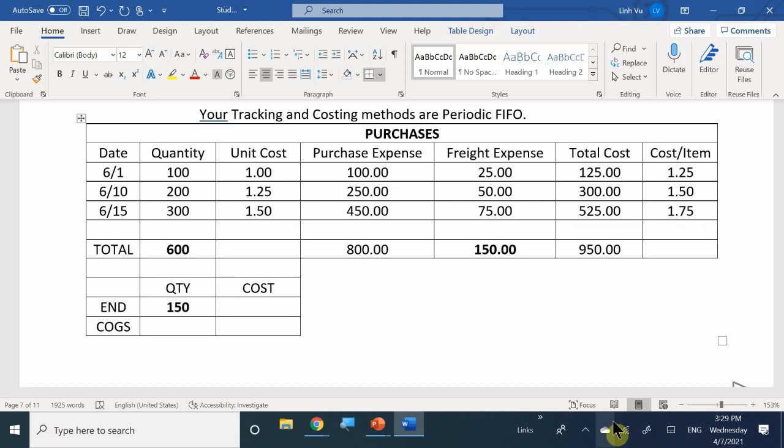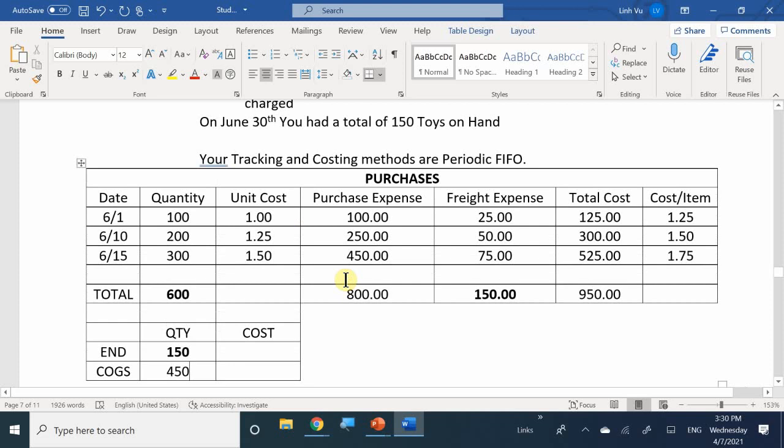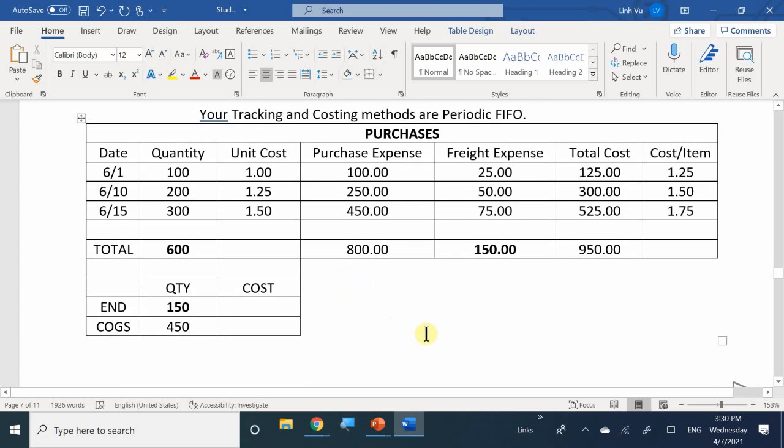Okay. So let's solve for my cost of goods sold. If I have 150 left in inventory, how many items did I sell? 450. You sold 450. Okay. So what is my costing method? FIFO. So what are we going to take out first? The first batch. First batch of 100 at what price? 125.